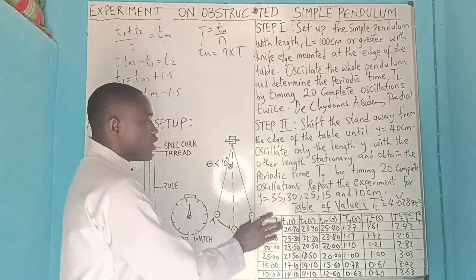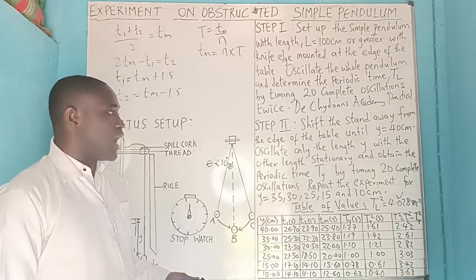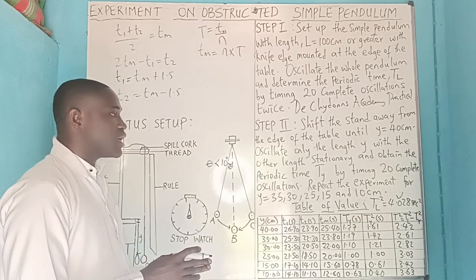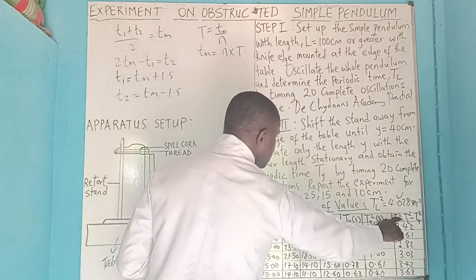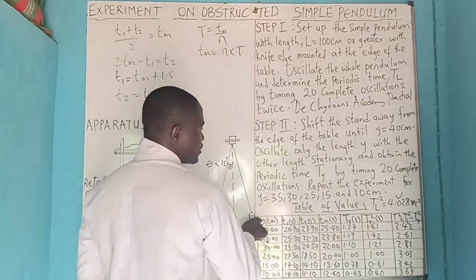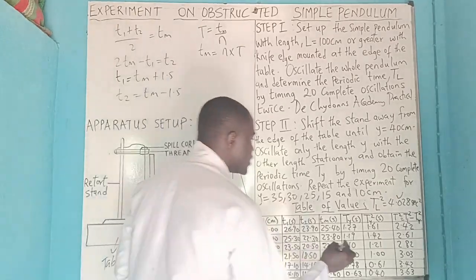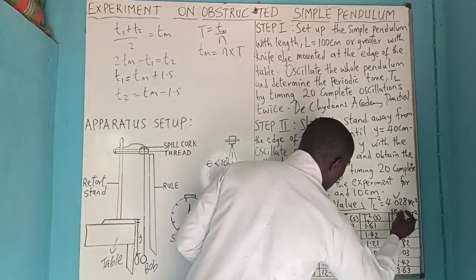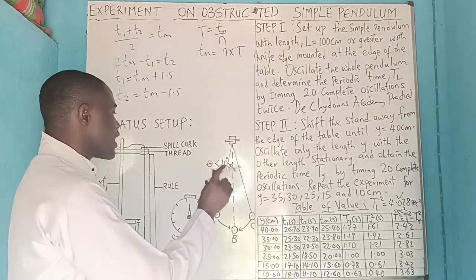So we have gotten our table of values for this experiment, and next is for us to see graph plotting, where we'll plot the graph of T squared against y. The unit of that T squared is what? Second squared. That is the unit. Okay? Graph of T squared against y.